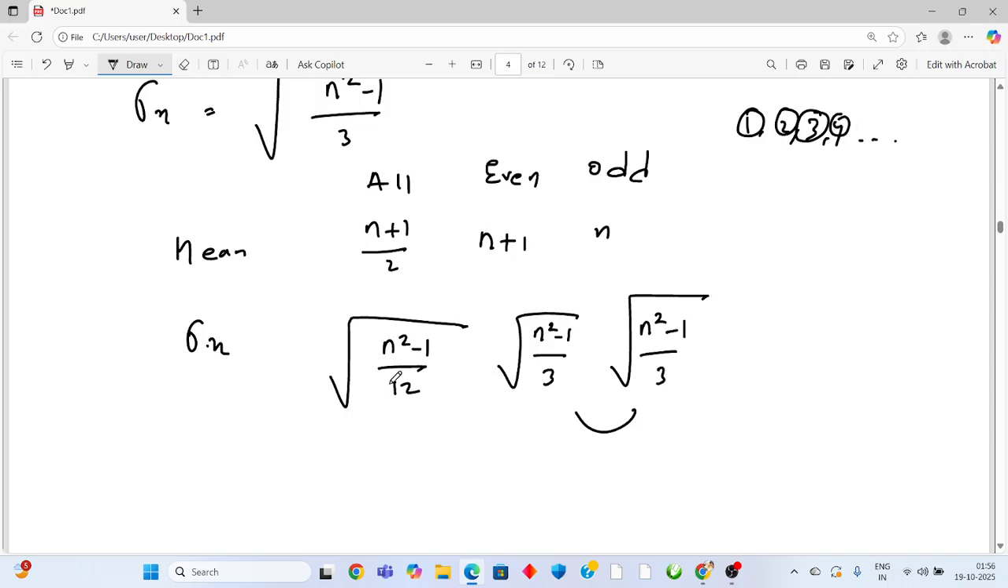And n square minus 1 by 12 can also be written as 1 by 2 root over n square minus 1 by 3, right? So basically, which means that our calculation is correct. And for first n natural numbers, to calculate the mean and variance, we are using these formulas and getting the results.